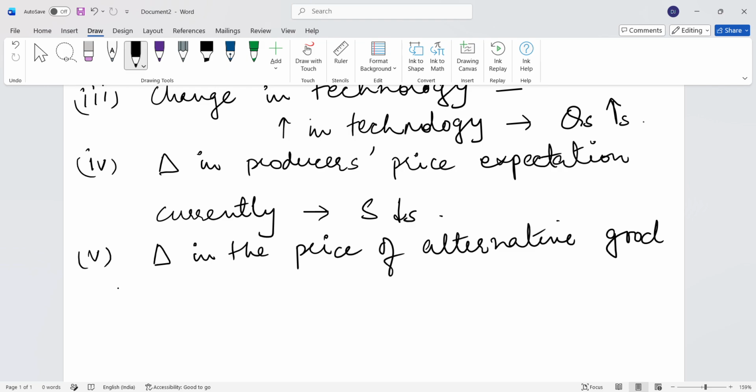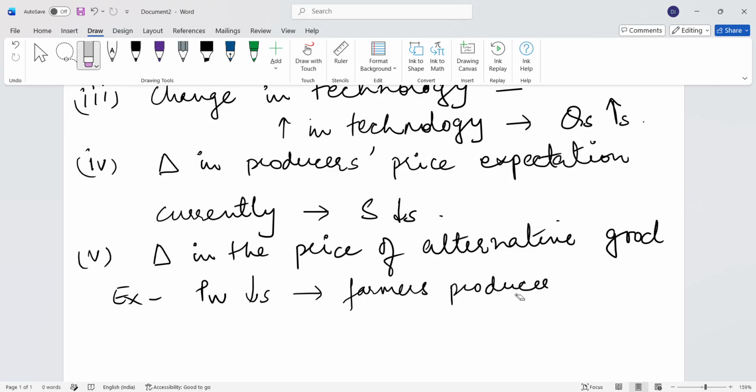Okay, so I'll give you an example. Let's say the price of wheat in the market decreases due to some reason. Now farmers produce less wheat, because the profits would be lower since the prices are lower.